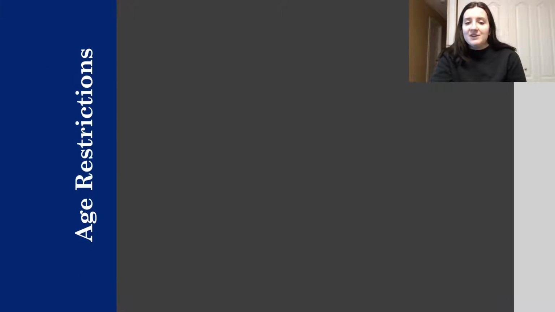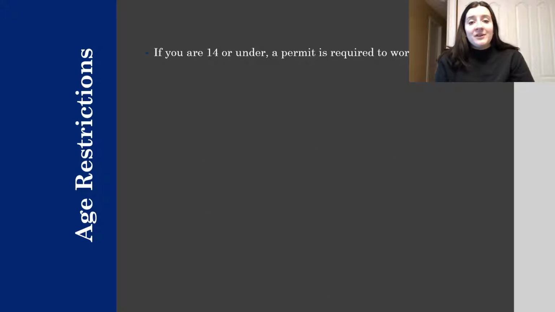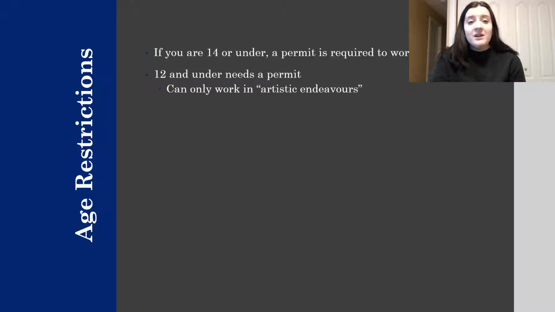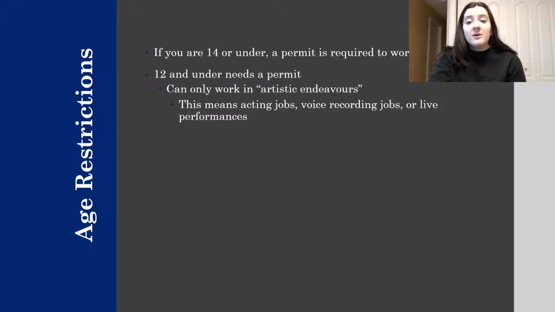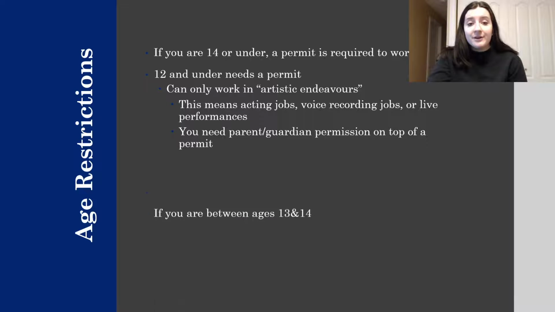So let's start with age restrictions. If you are 14 or under, you do need a permit in order to work. If you are 12 and under, you need a permit as well, but you are only allowed to work in what the government considers artistic endeavors. So this includes things like acting jobs, voice recording jobs, or live performances. You will also need a parent or guardian's permission on top of a permit if you are 12 and under.